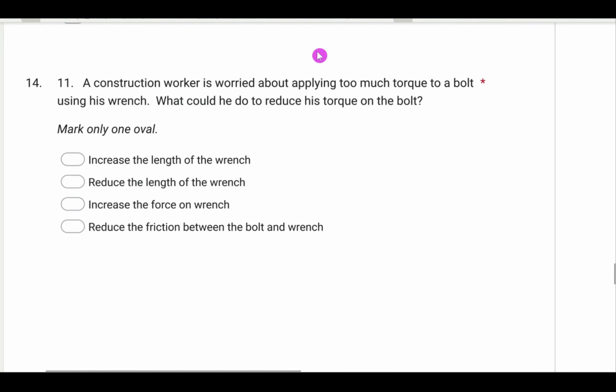Next, a construction worker is worried about applying too much torque to a bolt using his wrench. What could he do to reduce his torque on the bolt? So he want to reduce, right? Reduce his torque. Okay, so increase the length of the wrench, reduce the length of the wrench, increase the force on wrench, reduce. So kalau you increase the force, automatically torque is equal to RF, right? So torque should be increased lah. So means that R ini, bila kita nak reduce, R ini kita kena reduce.